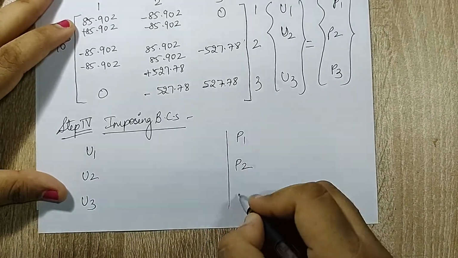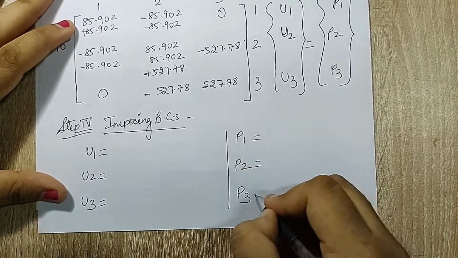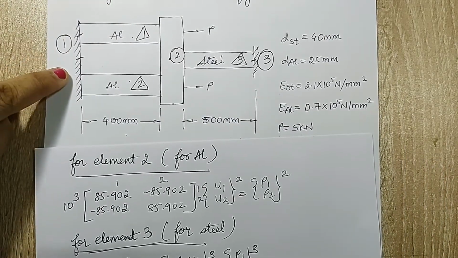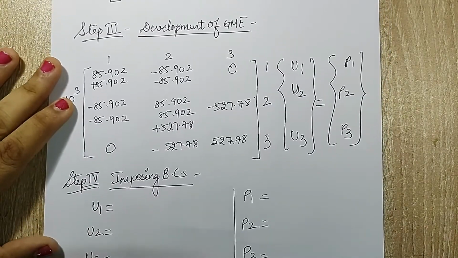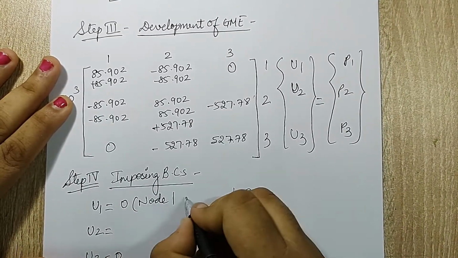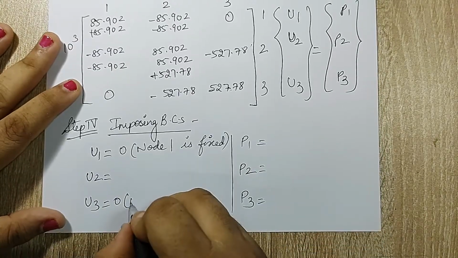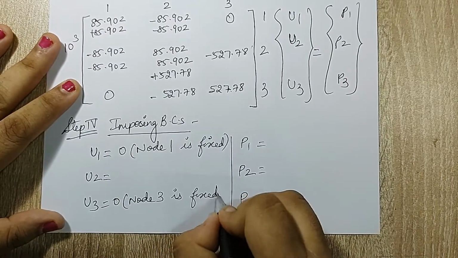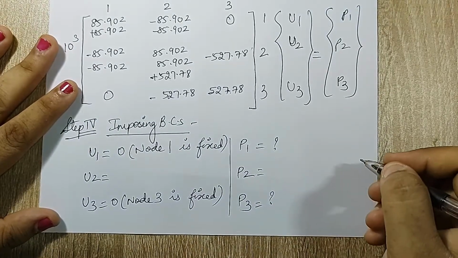The variables are these. Now I'll go to the question again. Node 1 is fixed, node 3 is fixed. It is directly given here. So I'll be writing u1 as 0 and u3 as 0. I'll write node 1 is fixed and here I'll write down node 3 is fixed. If these two are 0, obviously P1 and P3 will become question mark.